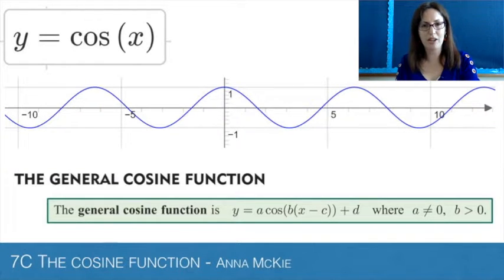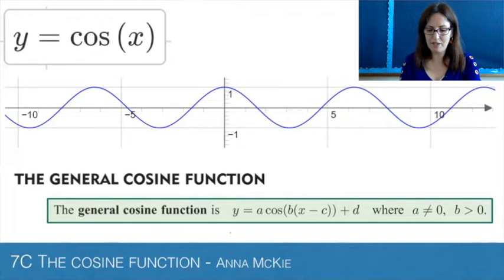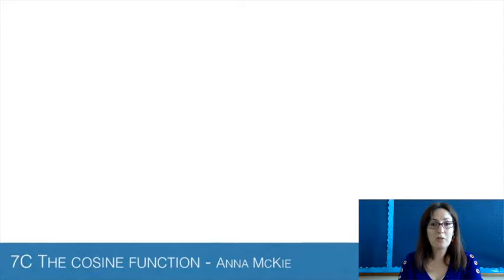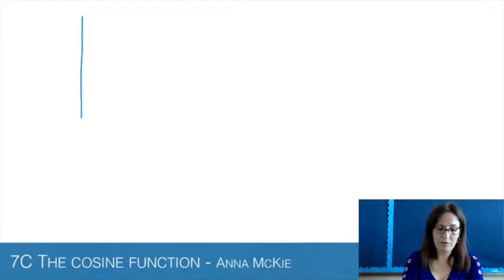The general cosine function, because we've already done all the work on the sine function, is in this format, where the a, the b, the c and the d have exactly the same influence on the function in terms of affecting the period, the amplitude, the dilations, all of those sorts of things. Let's just have a quick refresher on where this comes from, the unit circle.